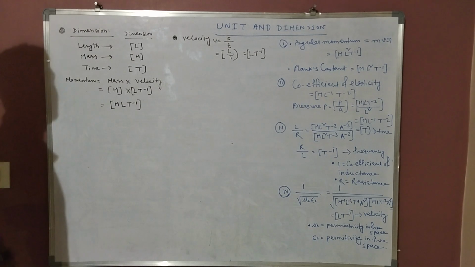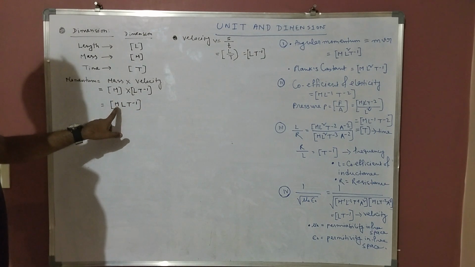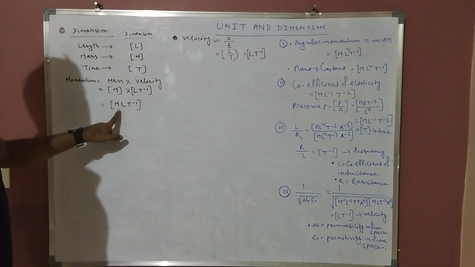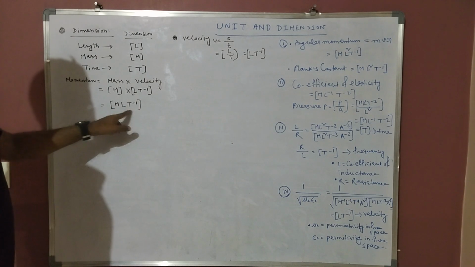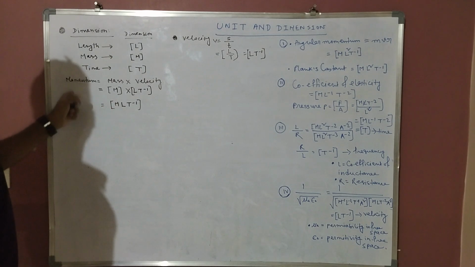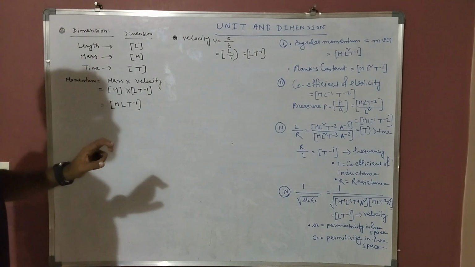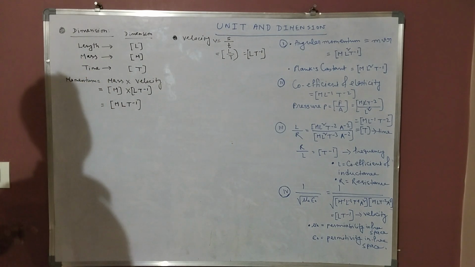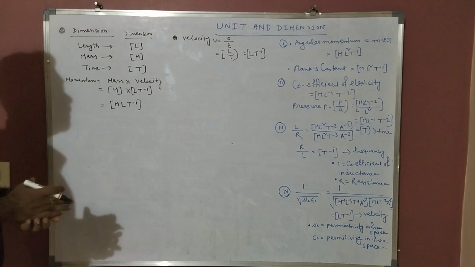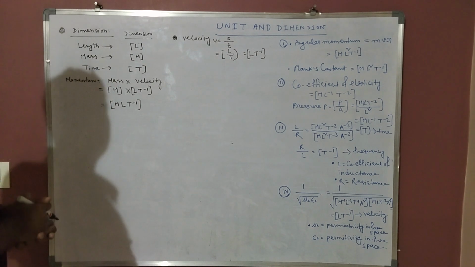And clearly we can see here the dimensions of mass, length and time. These three are there. So we can say momentum is derived from length, mass and time. That's why it is a derived unit. Understood? What's the difference between derived unit and fundamental unit? If any doubt, tell me.